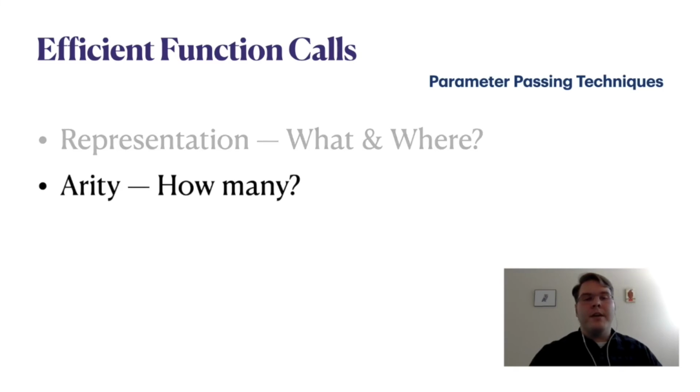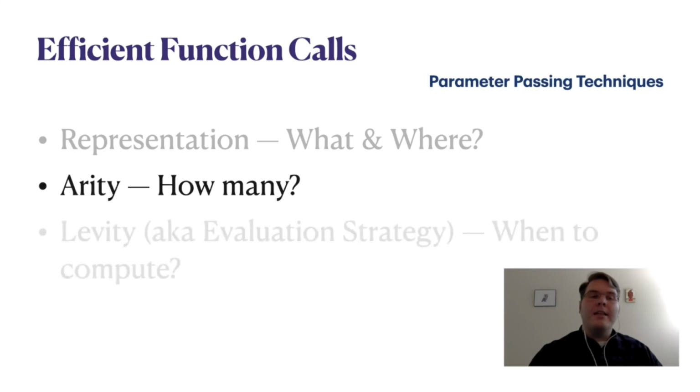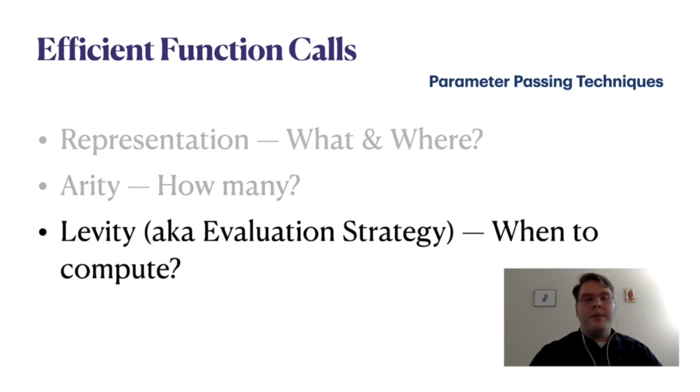For the function being called, we need to know its arity, which is how many arguments are needed before its code can be properly executed. We also need to know how many arguments can be passed simultaneously. Should they be passed all at once in multiple chunks or individually, one at a time? Lastly, we need to know the levity, by which I mean to say the evaluation strategy of the argument. For example, eager languages use call by value, and lazy languages use call by need evaluation.